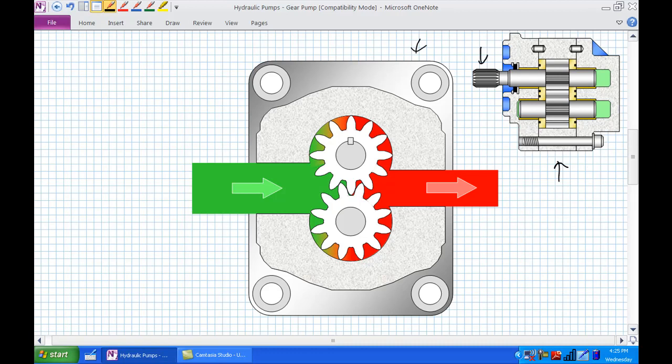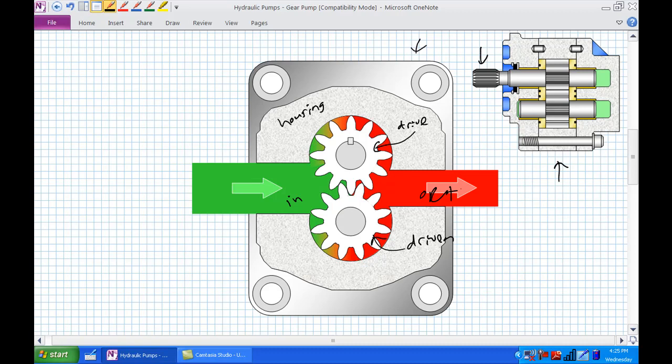And again, what is this? That's the shaft. So let's identify. Here's our housing. Here's our drive gear. Here's our driven gear. Obviously, this guy's in. That guy's out. Which direction is the drive gear rotating?